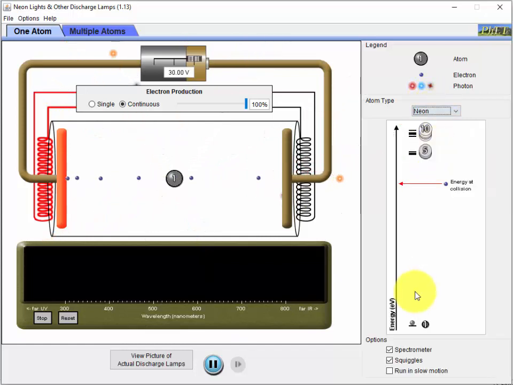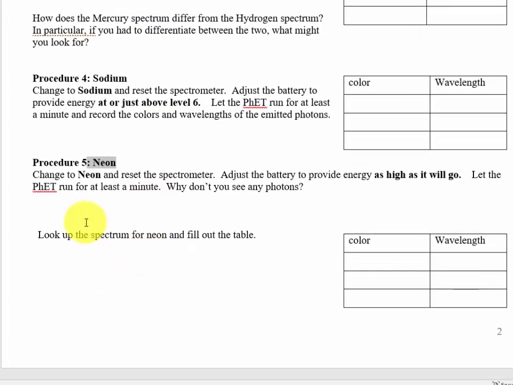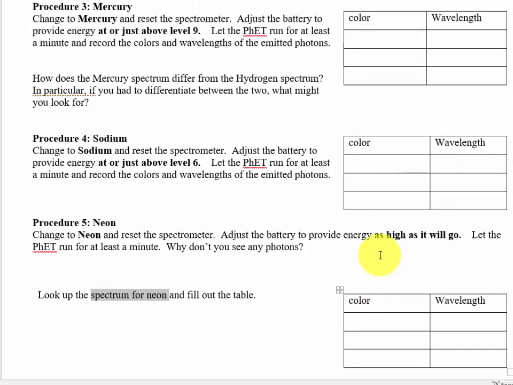So now let's go to neon, and you can run this until the end of all days. What you can see is even if I were to crank this battery all the way up for this particular setup, I don't have enough energy, so I can't excite this particular gas inside of this tube, at least with this setup. Now, we're told to look up the spectrum for neon, so I'll trust that you can look to Dr. Google for that. And if we had a powerful enough electron, what colors would we see and what wavelengths would they be?